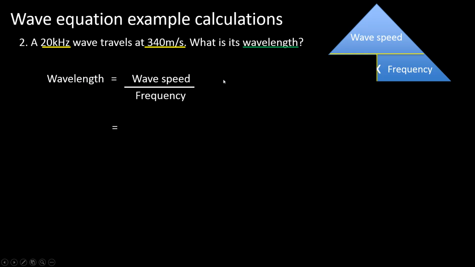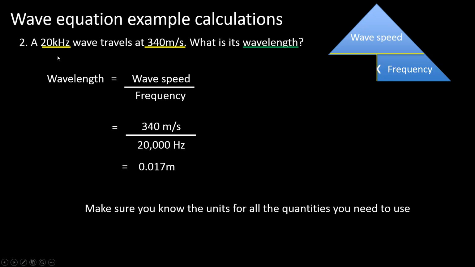Okay, so here we go. The wave speed is on the top according to the triangle, so that one goes on the top. Slight issue with the 20 kilohertz, of course. Again, if we're talking about our standard units, we've got to remember that kilo means 1,000, so 20 kilohertz is actually 20,000 hertz. When we do that, because we've got meters per second and hertz, which are our standard units, we will get our wavelength out in standard units as well, which is meters. So this is 0.017 meters, the wavelength of this wave.